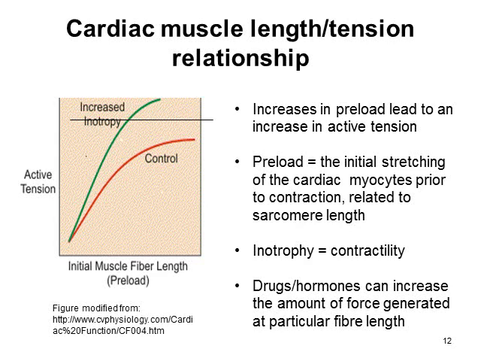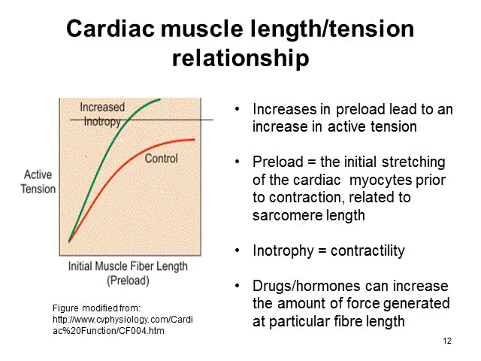Cardiac muscle has an unusual length-tension relationship in that increases in the initial muscle fibre length, termed the preload, lead to an increase in the active tension that we can generate. When we talk about preload, we refer to the initial stretching of the cardiac myocyte prior to contraction, related to sarcomere length. If you remember that in the heart, you have these isovolumetric contractions, isovolumetric relaxations. So as the heart is filling, those cardiac myocytes are being stretched very slightly.